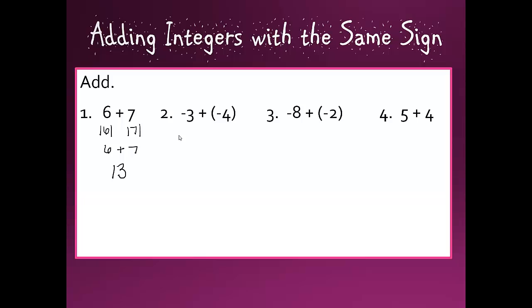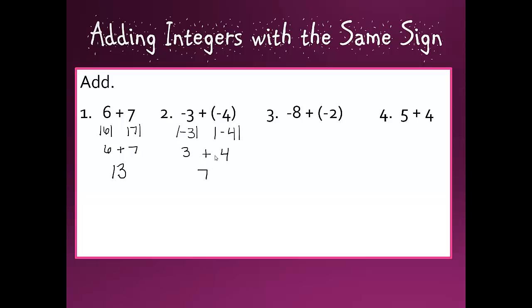Now for number 2, we have -3 plus -4. So first we'll find the absolute value of -3, which is 3. And then we'll find the absolute value of -4, which is 4. Now I'm going to add 3 plus 4. And 3 plus 4 is 7.